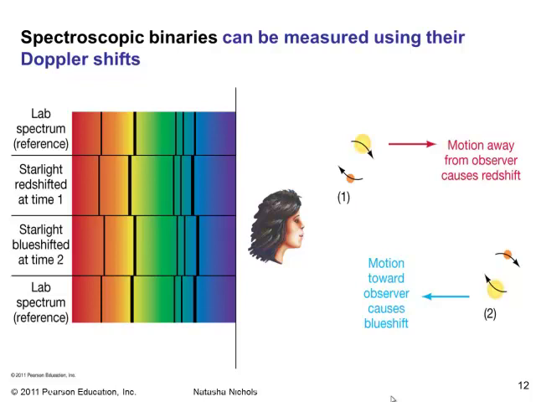Now an observer would see the spectrum redshifted as the visible component moves away, so at the top right in this case. And it would see it blue shifted as it moves towards the observer at the bottom right. So that's called a spectroscopic binary.